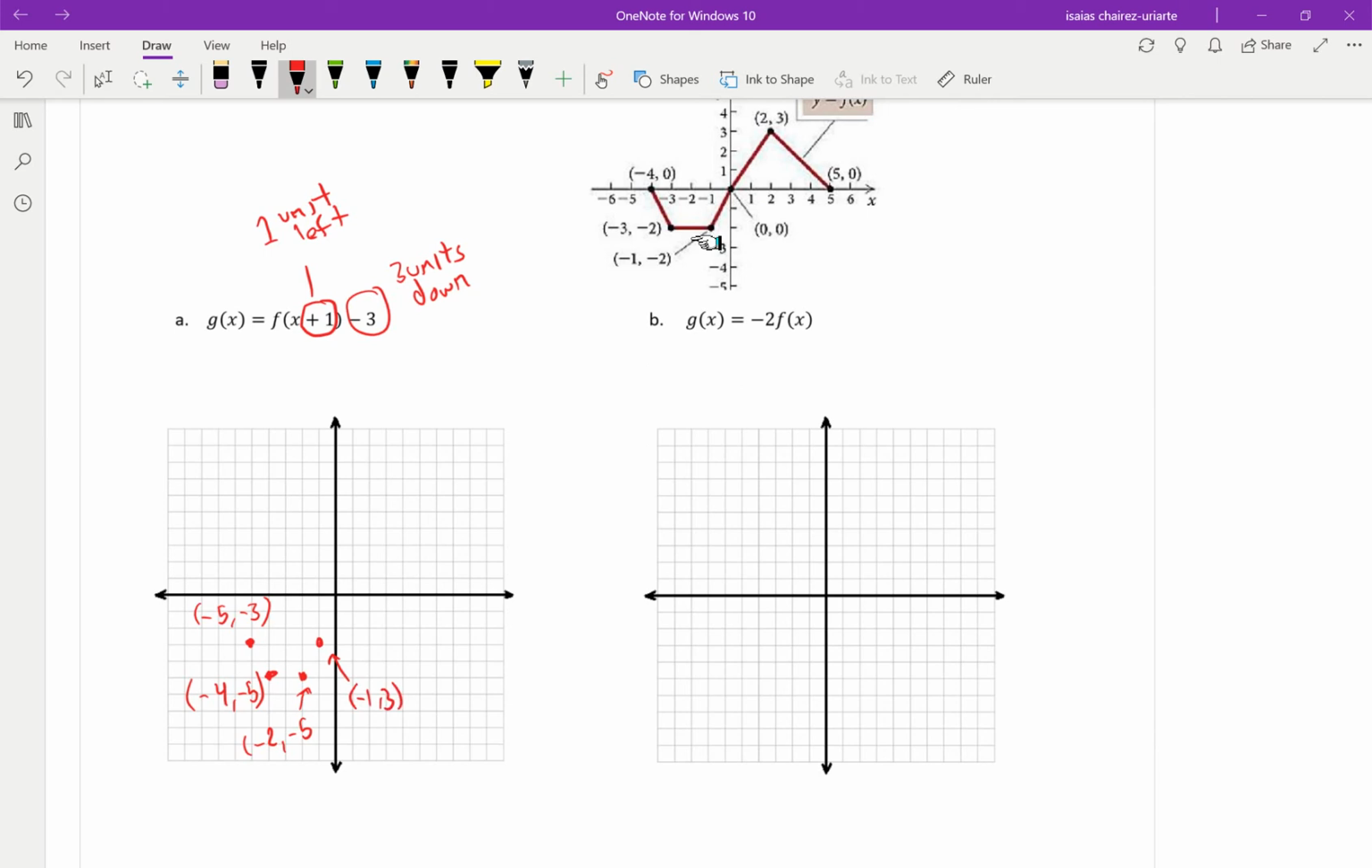Let's see. This point right here, 2 comma 3. Remember, I have to move it 1 unit left, 3 units down. So it should go to 1 comma 0. So right there. That point is now 1 comma 0. Finally, this one, I have to move it 1 unit to the left, so that takes it to 4, and 3 units down, so 4 comma negative 3.